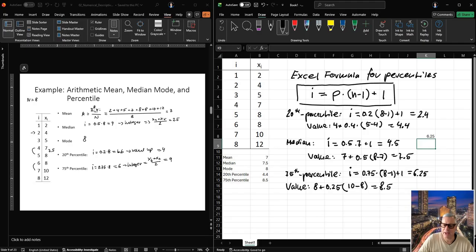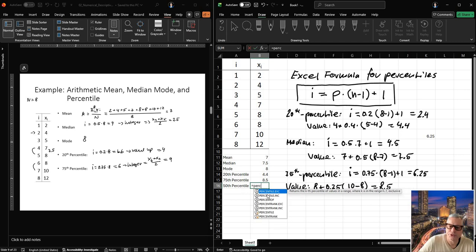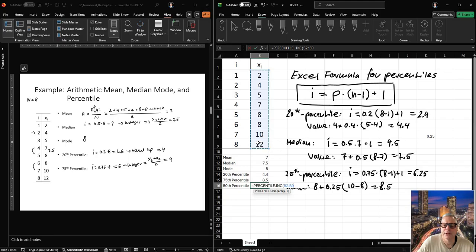Okay, there's one other thing about Excel formulas. The median is also the 50th percentile. So I can also write 50th percentile, and the corresponding formula would be equals PERCENTILE.INC. We have again the array, and now we will say 0.5. Okay, then we get 7.5, which is the median.